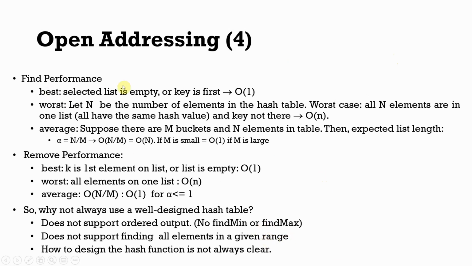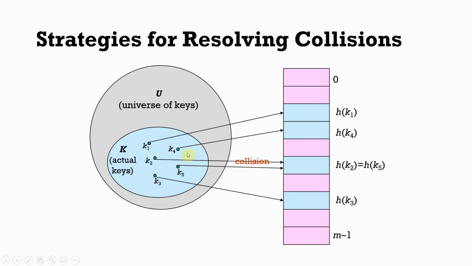In terms of performance, open addressing in the best case is going to be order of 1. The worst case would be that our table is full and we had collisions, a big cluster of data. So in the worst case, all n elements are in one list, in just one sequence, all with the same hash value, right? Let's say all the keys that we have here got mapped to the same location, right?